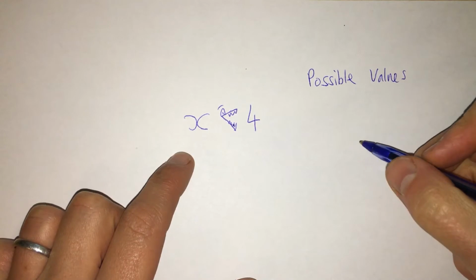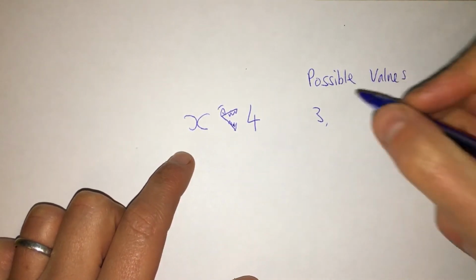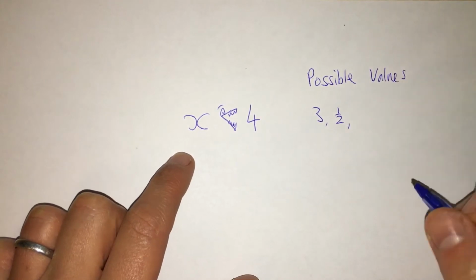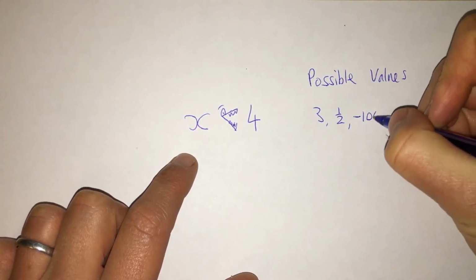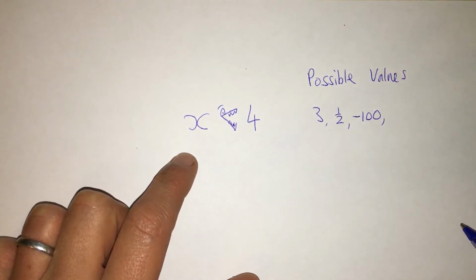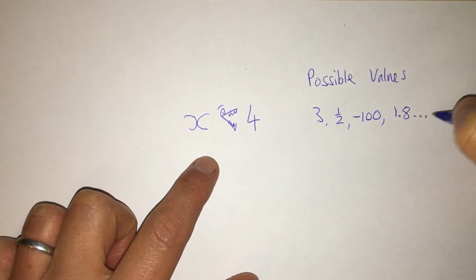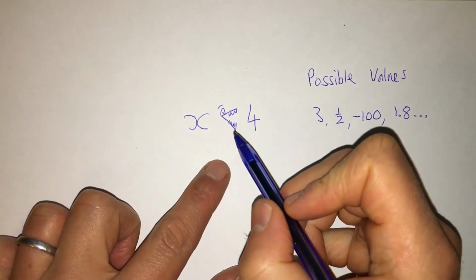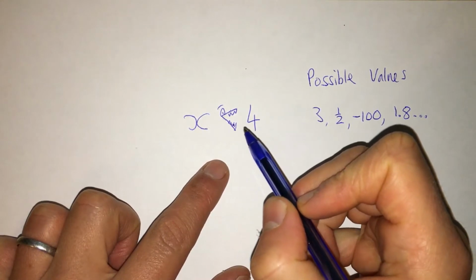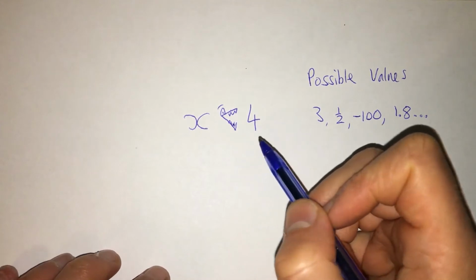Well, it could be 3, because 3 is less than 4. It could be a half. That's allowed, because a half is less than 4. It could be anything negative, for example, negative 100. It could be a decimal, for example, 1.8. There are lots and lots of possibilities. It cannot be 4, and it cannot be anything that's greater than 4, because x is less than 4.